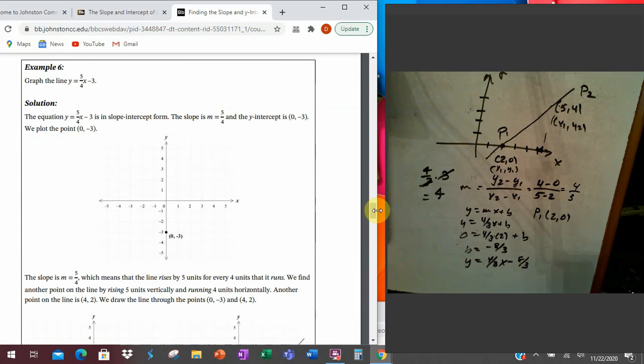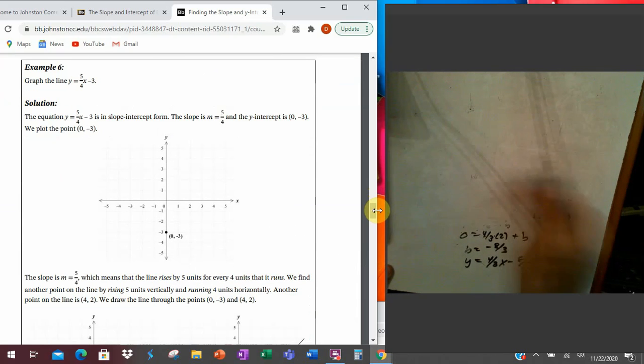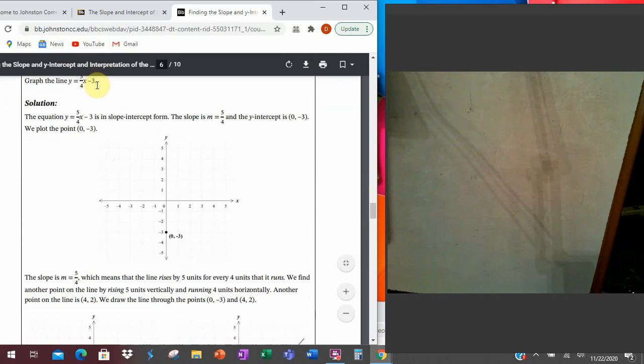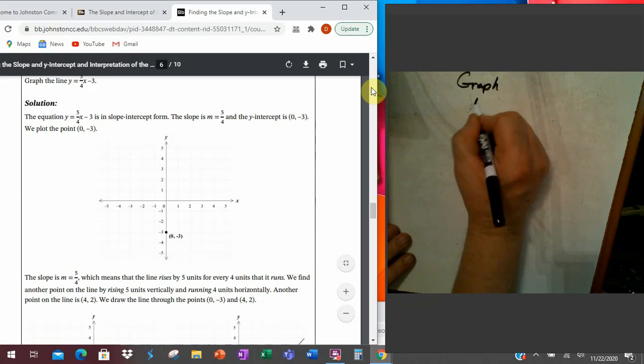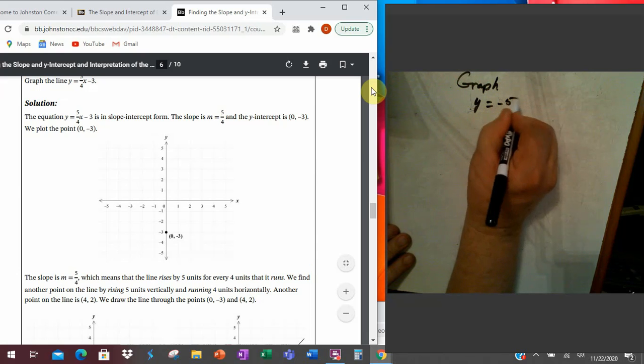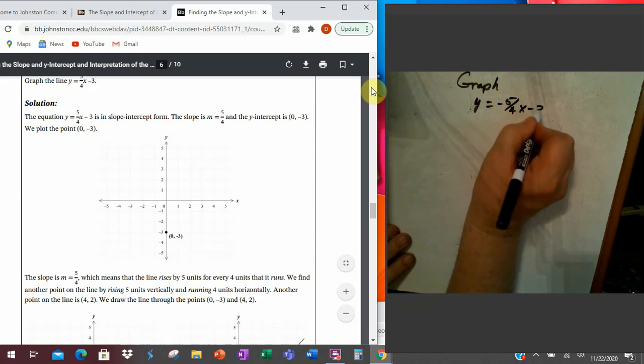So here, once I'm given this, could you graph these things? If I'm given a regression line, that's basically what this is. This is what the regression line, the trend line, will look like. And it would say, find, graph that line. So graph y is equal to -5/4 x - 3.